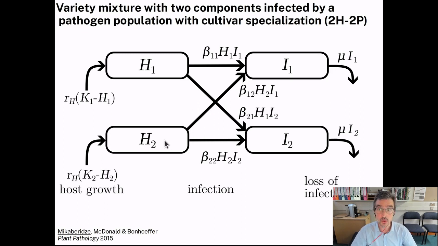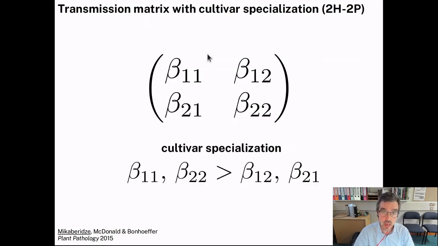And so this model can describe this scenario when we can have cultivar specialization. But this, of course, depends on the values of the, now we have four possible transmission pathways. So whether we have specialization will depend on the values of these four transmission rates. And these can be arranged into this transmission matrix.